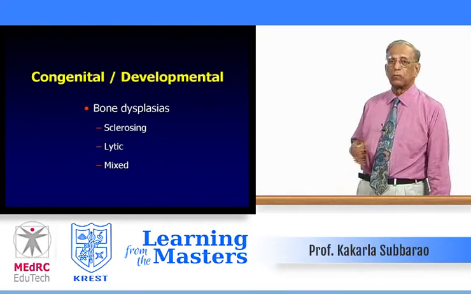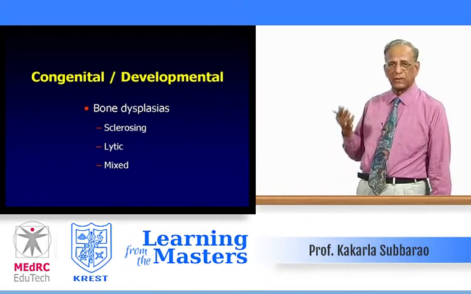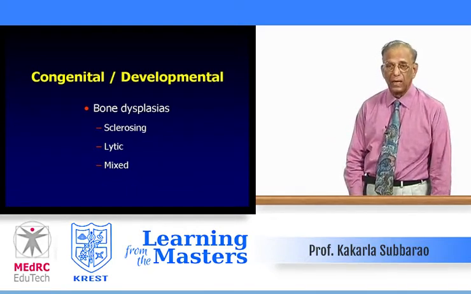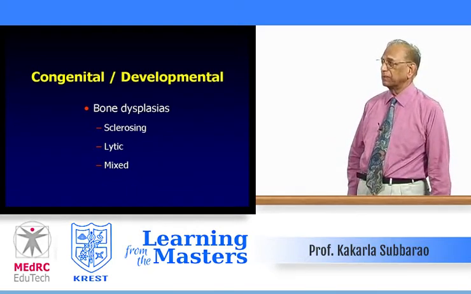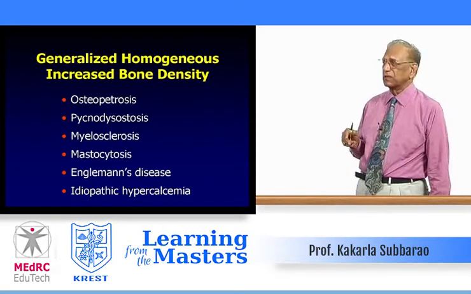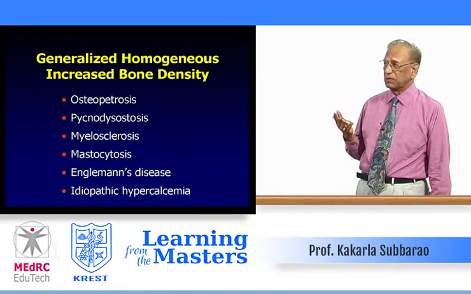Congenital: let us take bone dysplasias. In bone dysplasias, for radiological purposes, we can divide them into dense sclerotic lesions, lucent lytic lesions, or mixed lesions, both sclerotic as well as lytic. First, a diffuse, homogeneous increase in bone density. The classical example is marble bone disease, or osteopetrosis.